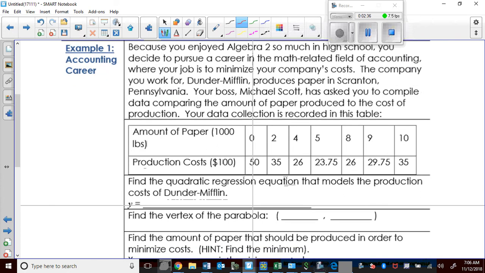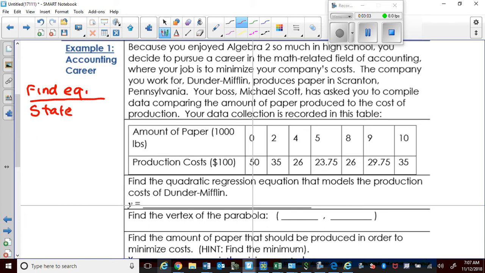The first thing we're going to do, I'm not going to go through this yet. What I want you to do is, in the margin of your notes packet, write a couple of things, recall a couple of things. So the first question is going to ask you to find the equation. Okay? Find the equation. And the way you do that, you press stat.